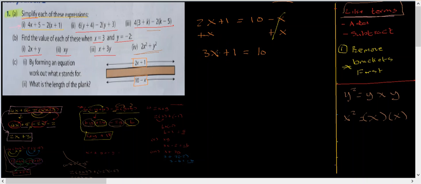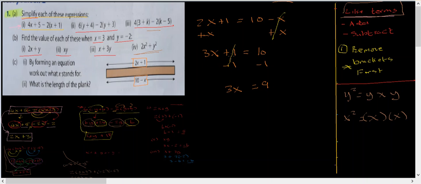The first thing you want to do is get rid of the numbers furthest away from the x first. So that's going to be this plus 1 here. In order to get rid of plus 1, I have to minus 1. Remember, if I minus 1 from the left hand side, I have to minus 1 from the right hand side to keep it balanced. So plus 1 minus 1 will cancel out, and on this side you have 10 minus 1, which is equal to 9. So 9 is equal to 3x.